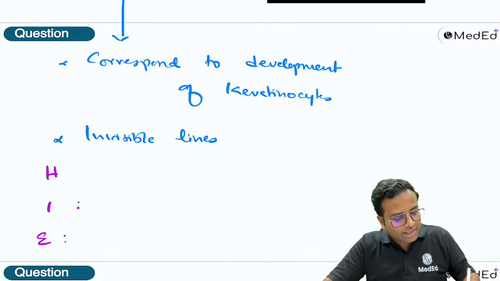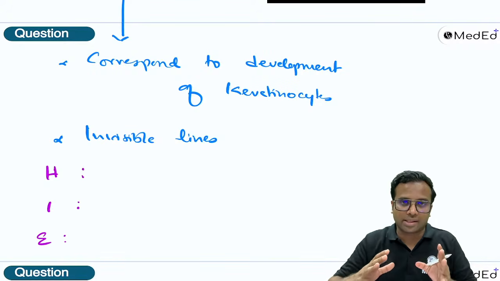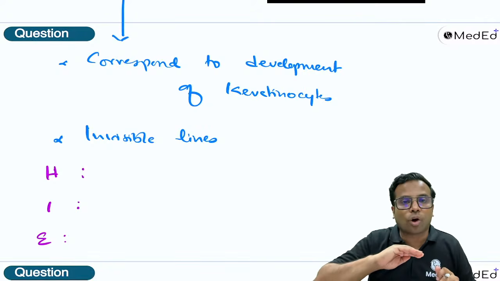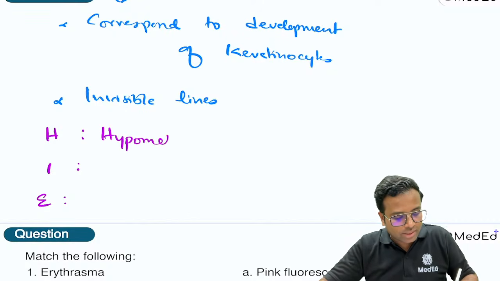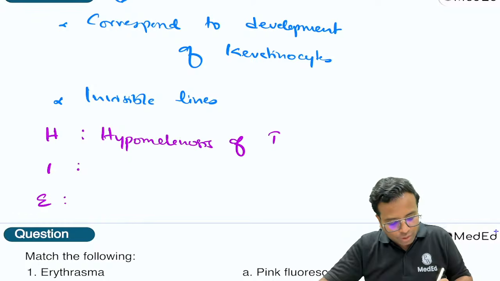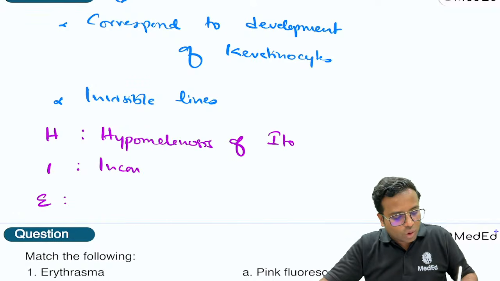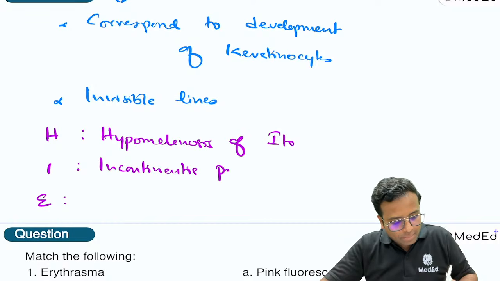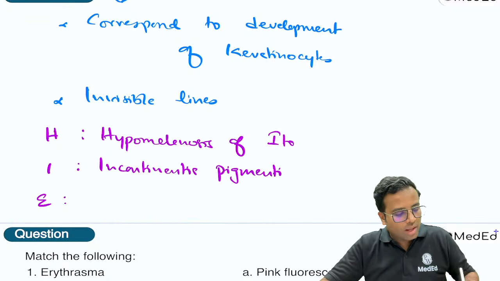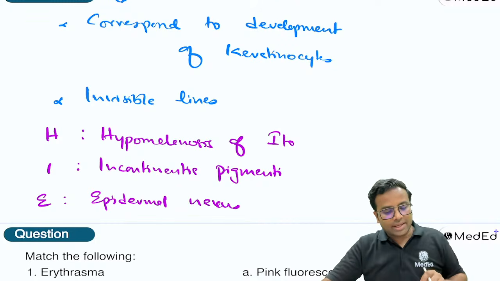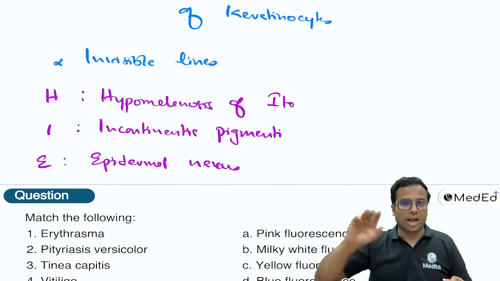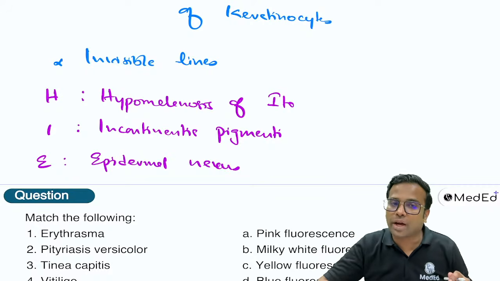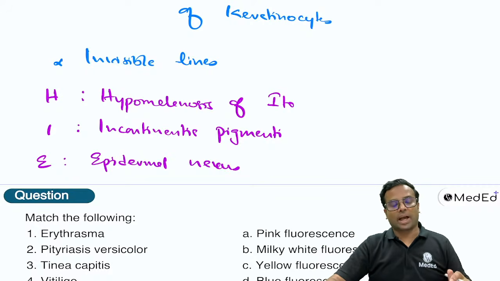HIE. So for INICET, it is better you remember in which diseases can you see skin lesions over a Blaschko line. The first disease is called hypomelanosis of Ito, I for incontinentia pigmenti, and E for epidermal nevus. Okay, 3 diseases. You can just remember as HIE. Hypomelanosis of Ito, incontinentia pigmenti, and epidermal nevus.